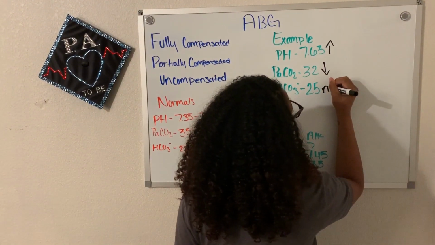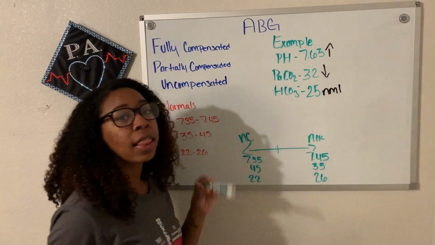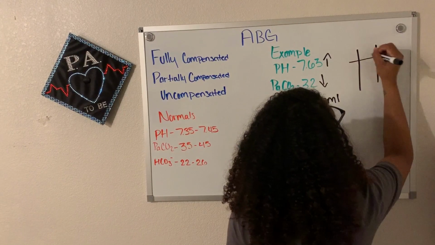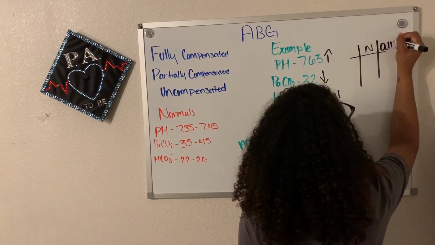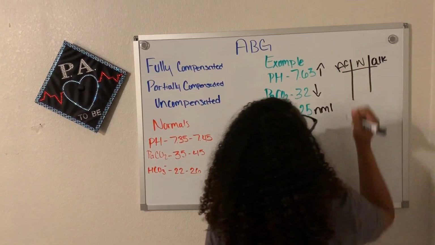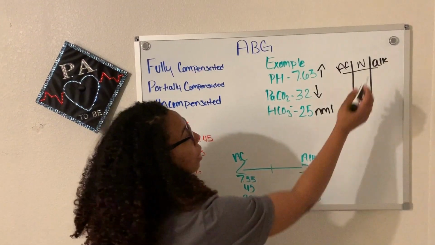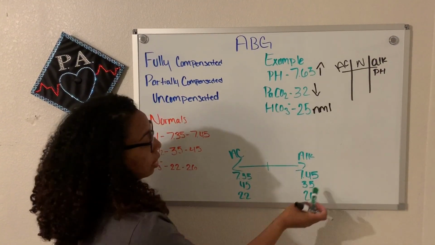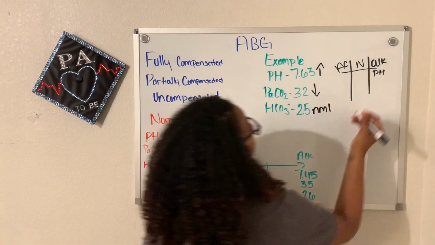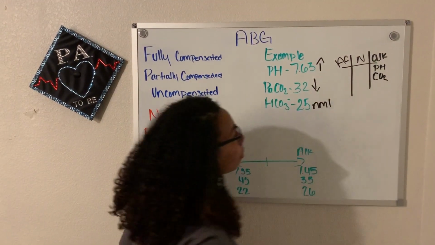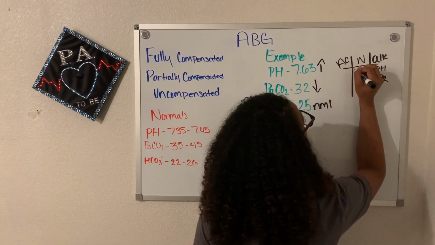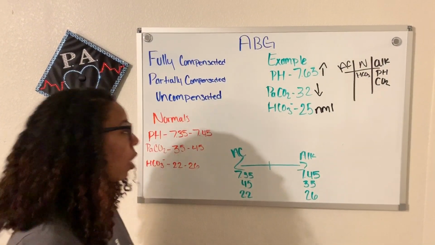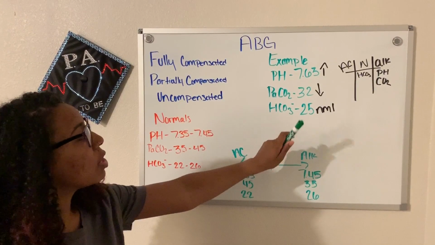So abbreviation NML. Now let's go to our tic-tac-toe method. So we said pH increased, so we're going to put that on the alkalosis side. CO2 decreased, alkalosis side. Bicarb is normal, so we're going to put it in the normal section. Alrighty guys, so all three values, one is normal.